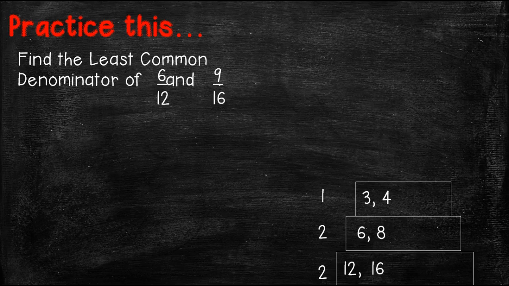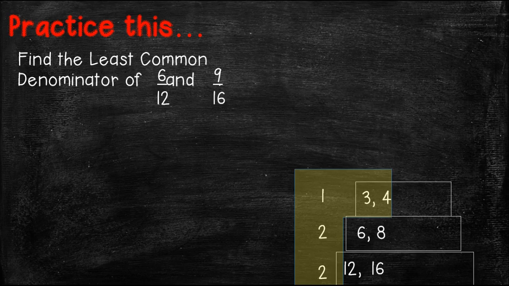Just 1. So now, since we are going to do our make a cake strategy, we're going to put it all in that sideways L. Remember, if you turn your head to the right, it looks like an L. And we're going to multiply all the numbers that are in our L. So 2 times 2 is 4. 4 times 1 is 4. 4 times 3 is 12. And 12 times 4 is 48. So our least common denominator of 6/12 and 9/16 is 48.